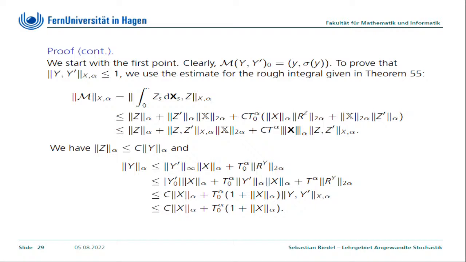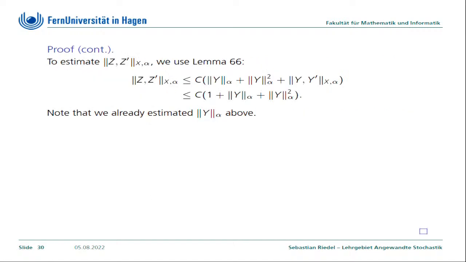So this was the bound for Z, for the Hölder norm of Z here. What still remains to bound is the Hölder semi-norm of the controlled path Z, Z prime, because it appears here and here. And there we use our Lemma 66, which gives us this estimate here. And so we know that this is bounded by 1. So we have the 1 here. What remains is these two terms here. But the Hölder norm of Y, we estimated already on the last slide.